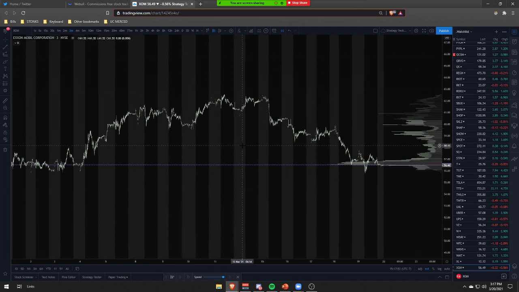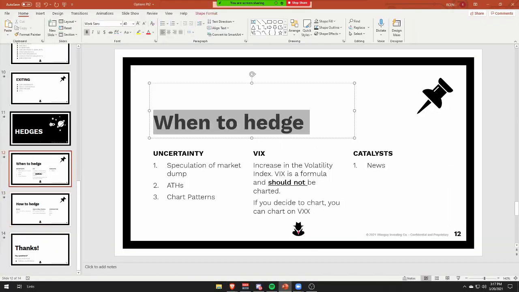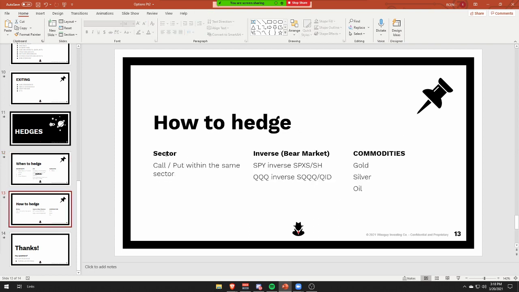So that's pretty much hedging. The key factors to take away are when to hedge. This is the most important thing to know: uncertainty, volatility, and catalyst. Those are three things you always want to remember. Hedging is fairly straightforward. Most people literally play the inverse and the sector, the two big things that people play. Not that many people go to commodities. These are typically people with big capital who switch to commodities, but it's not saying you can't. You can also hop into commodities as well, but most people play the inverse and the sector.